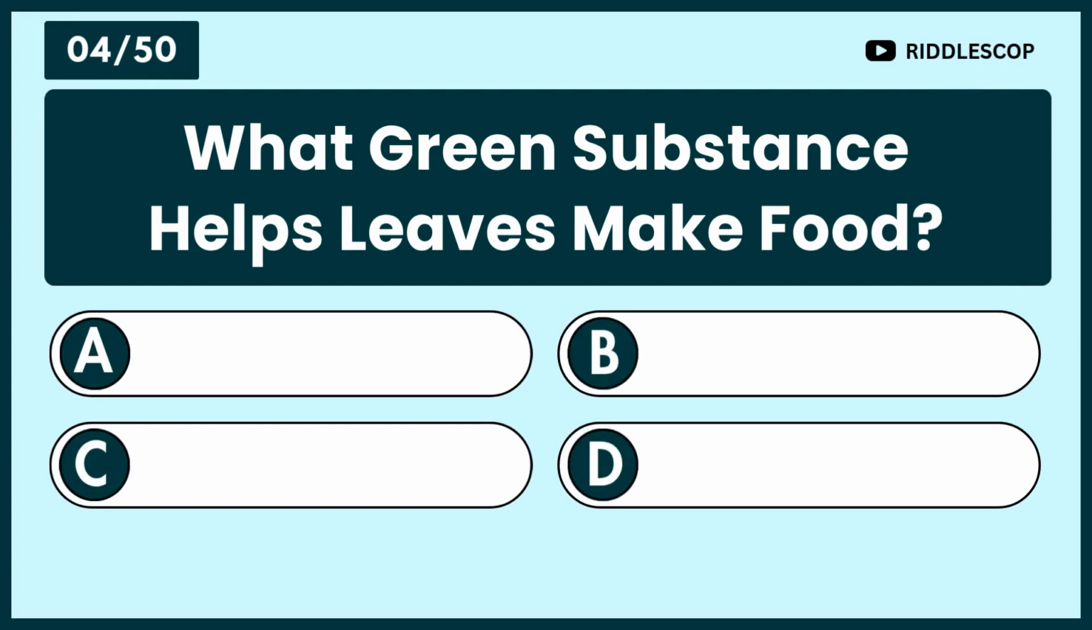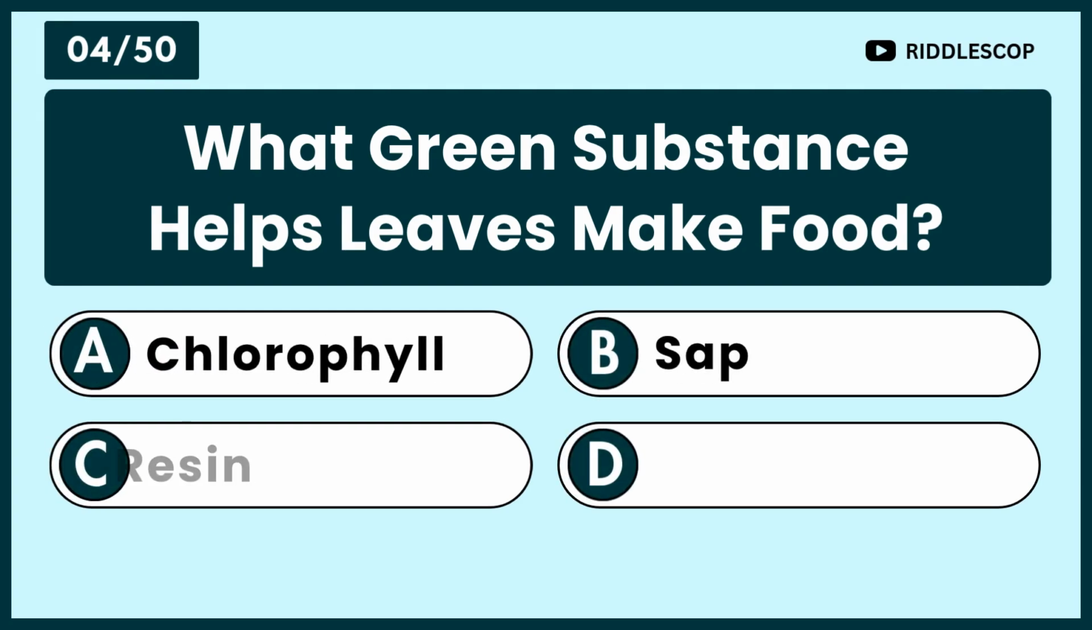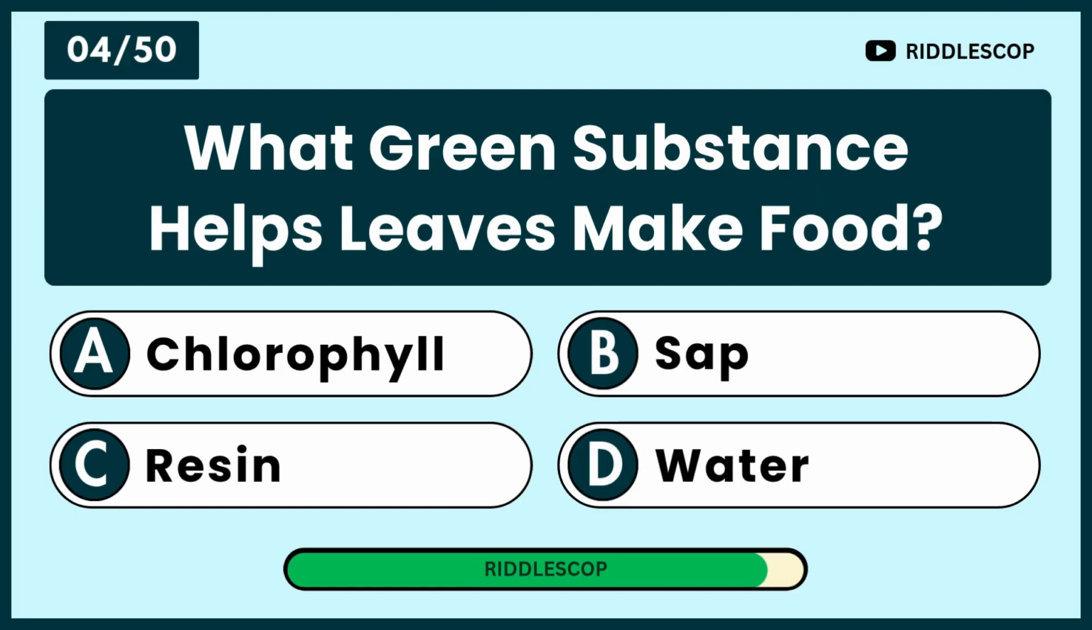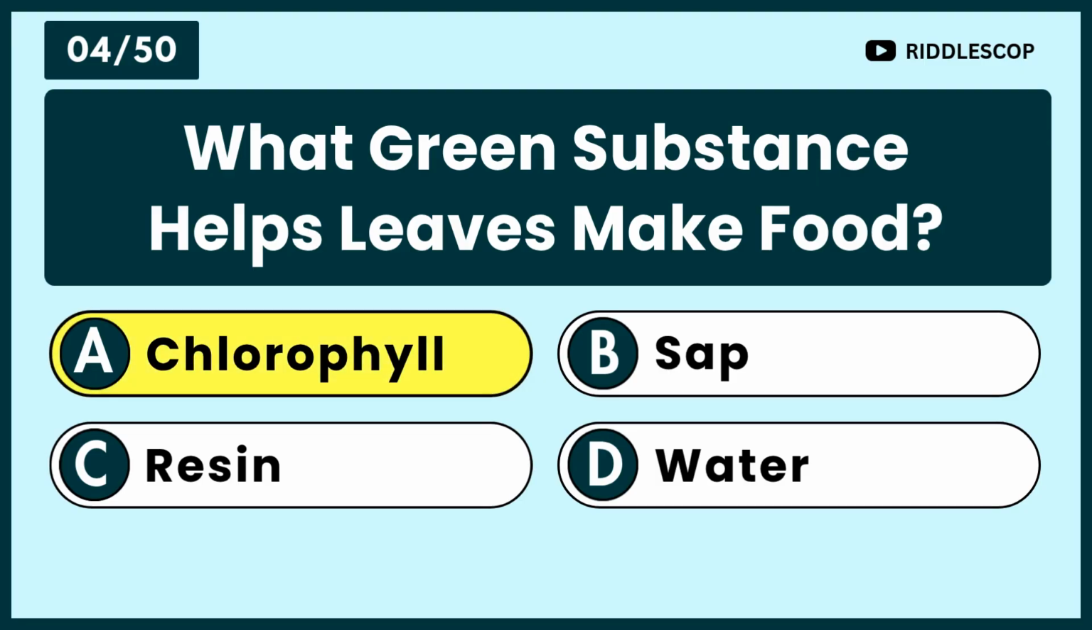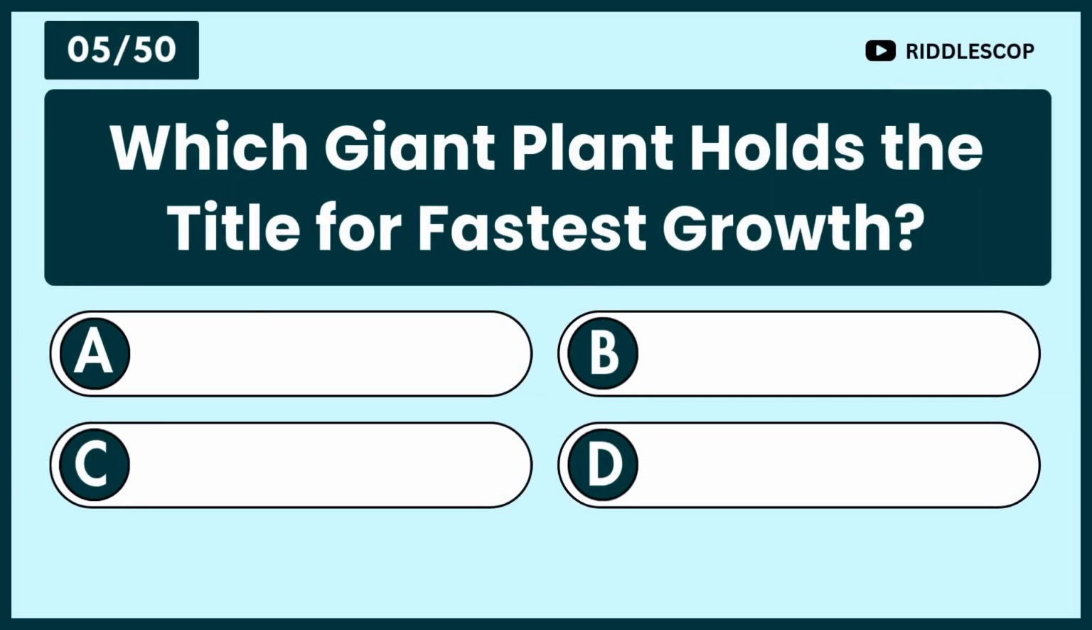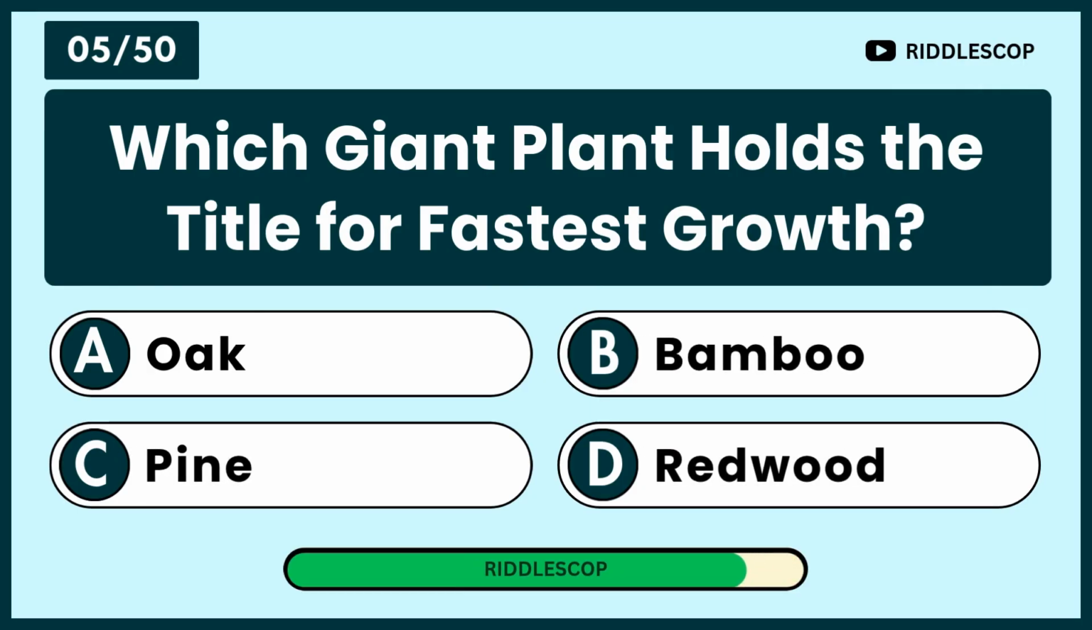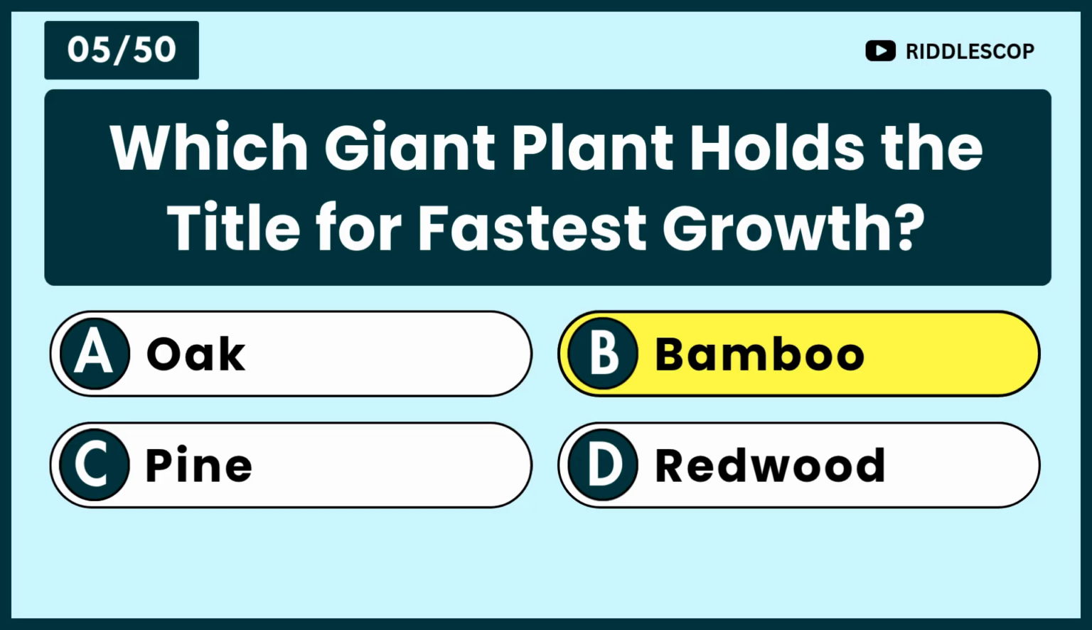What green substance helps leaves make food? Option A. Chlorophyll. Which giant plant holds the title for fastest growth? Option B. Bamboo.